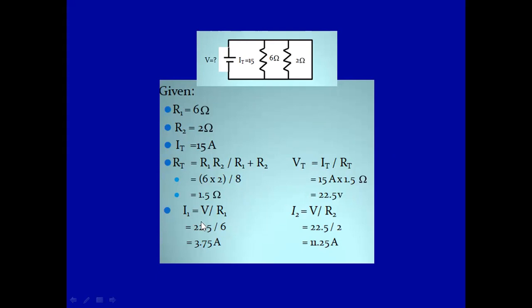For your individual current now, we're going to proceed. Your I1 is equal to total voltage all over your R1. So 22.5 all over 6 gives us 3 3/4 amperes. And for your second current, for resistor 2, I2 is equal to V all over R2, or 22.5 all over 2 gives us 11 and 1/4 amperes.